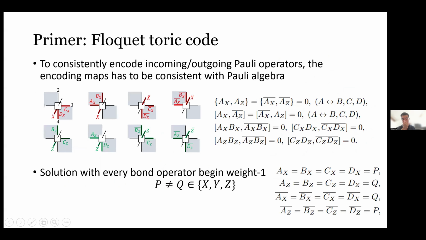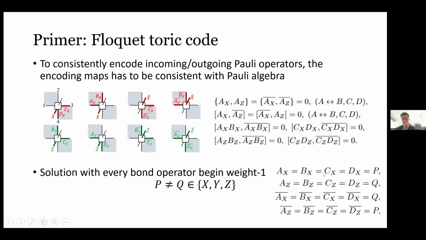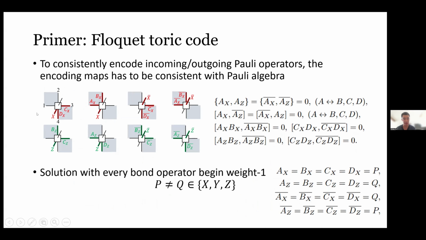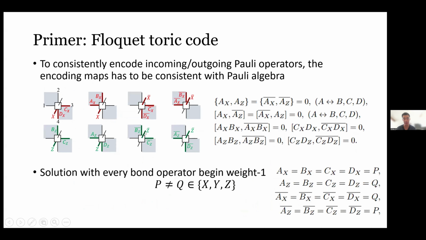Let's actually continue, and so we choose P and Q equal to X and Y, right? If we choose P and Q equal to X and Y, what we found is that the gadget is stabilized by these encoding maps. It maps incoming X to P on the two legs. We label the 4 internal legs by 1, 2, 3, and 4. So this is what happens: X is mapped to P at 1 and 2, or P at 3 and 4, etc. In total, you have these 8 rows, and each row is one of the encoding maps here.